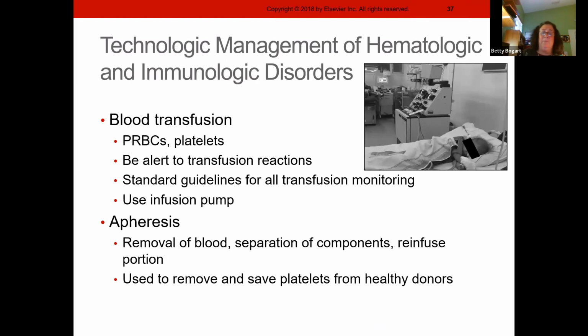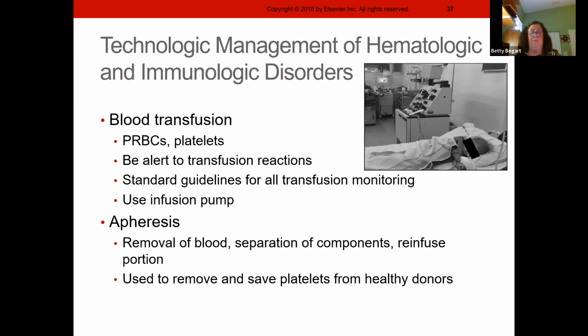So you set up the blood, making sure you do it according to policy in your hospital. It takes 2 RNs, 2 nurses, to check the blood, making sure that it's correct, hanging it up, vitals before, vitals 15 minutes after, and then every hour you're doing vital signs. And again, with any reaction, first thing you do, turn off the blood, okay?